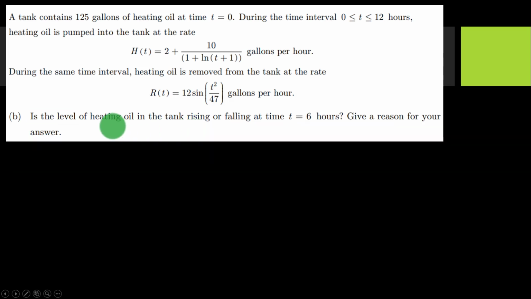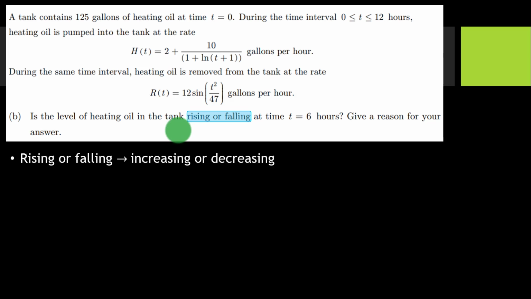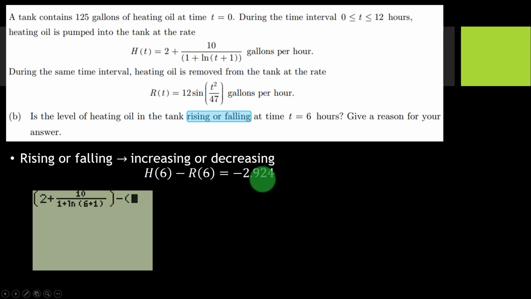Part B. Is the level of heating oil in the tank rising or falling at time t equals 6 hours? Give a reason for your answer. Okay, so rising or falling would mean the amount of oil inside is increasing or decreasing. So we can take the difference between h of t and r of t, right? If we want to know increasing or decreasing, we do rate in minus rate out. So we do rate in at 6 minus rate out at 6, and we end up getting negative 2.924.